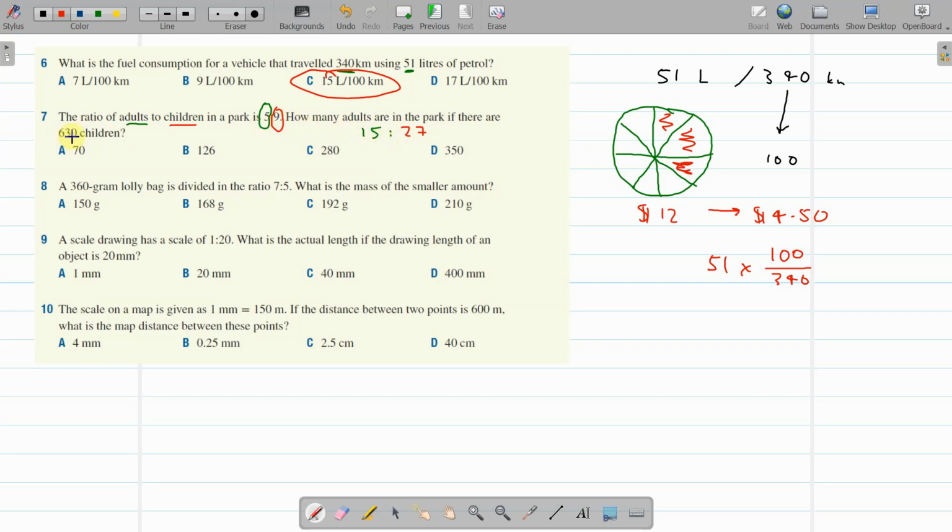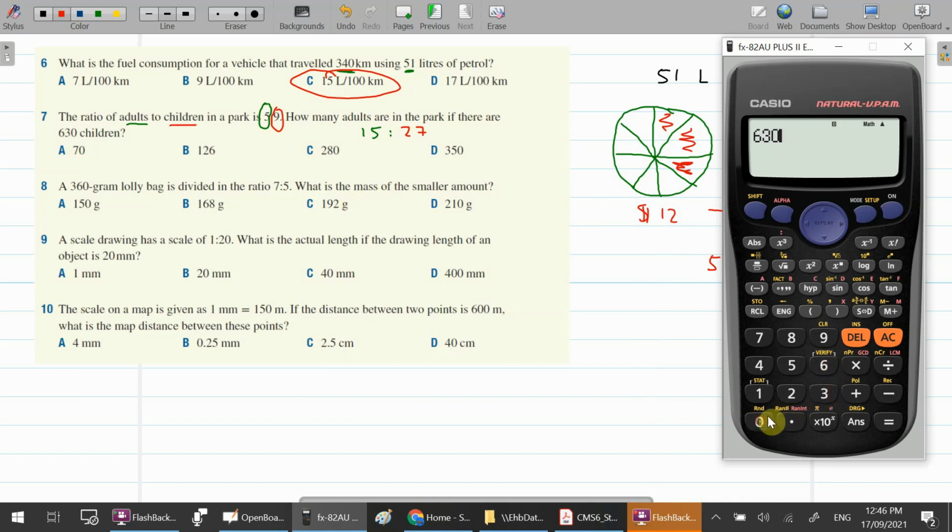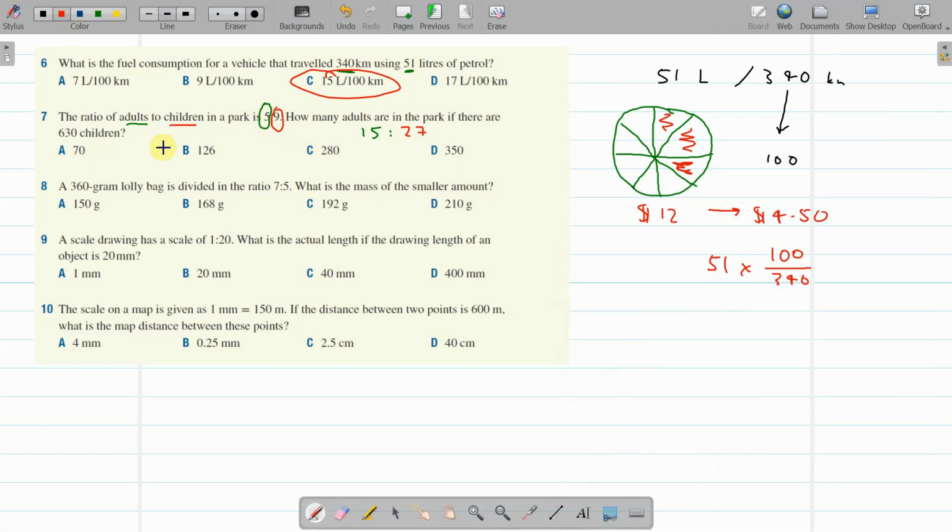So what about this one then? What's the factor increase from 9 to 630? Let's have a look. 630, I'm going to divide it by 9. Then I find how many lots of children. It's increased by a factor of 70. If you do it the other way, 9 times 70. So the increase is a factor of 70. So we're going to increase the 5, that's the adult part, by the same factor of 70, which is 350. And so that means that is 350 adults.